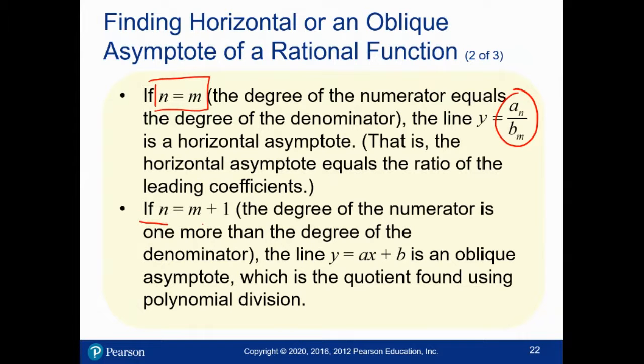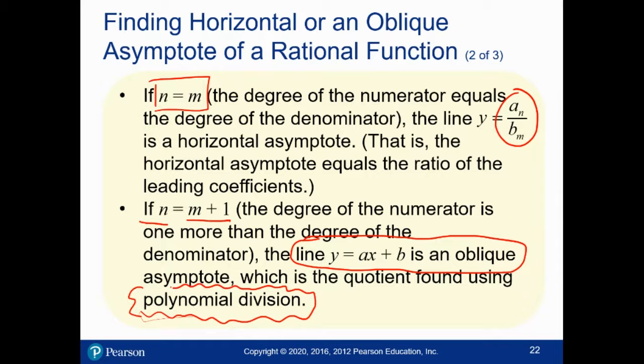If the degree on top is exactly one larger than the degree on bottom, there's going to be a line, which is called a slant or oblique asymptote, and you're going to find what line it is using this scary thing, polynomial division, polynomial long division.